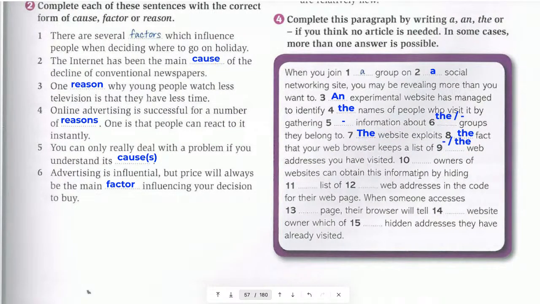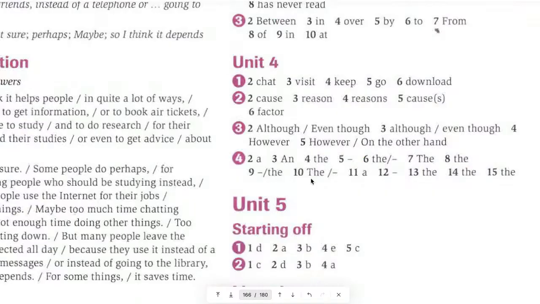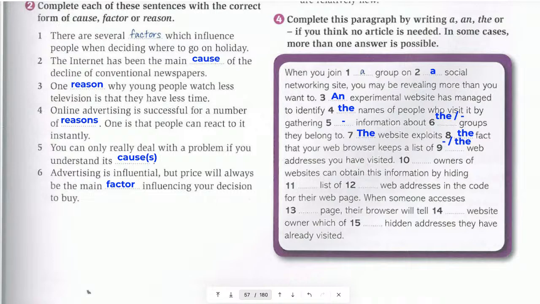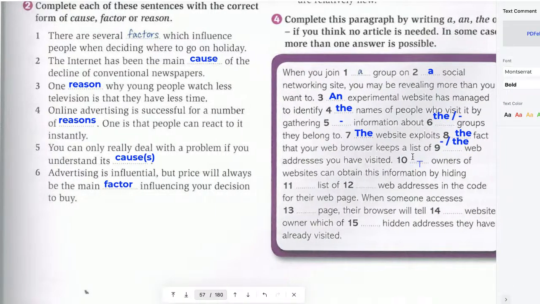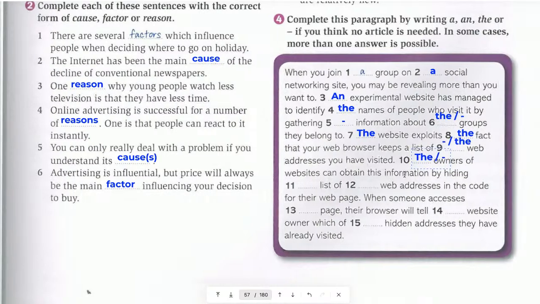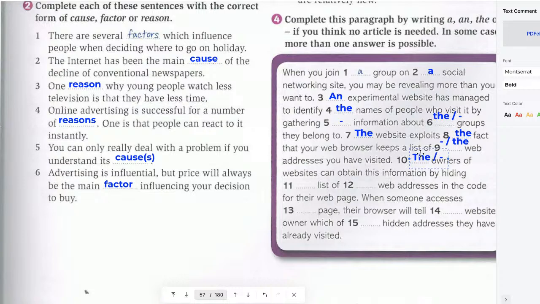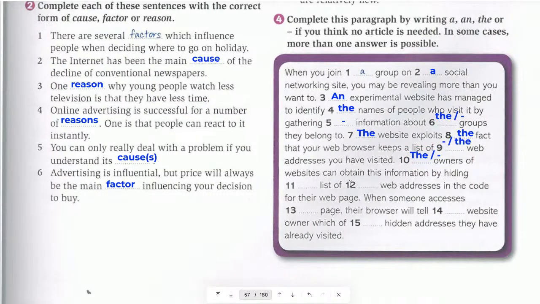Number 10, owners of websites. Do we need to use anything? Number 10, we can use "the" or nothing, and the meaning will be different, of course. Okay. So the owners of websites, or owners of websites, can obtain this information by hiding what?